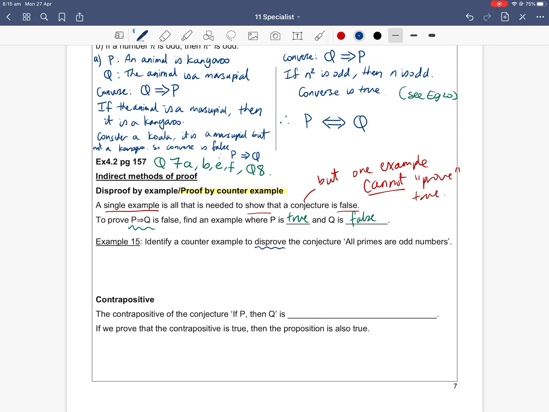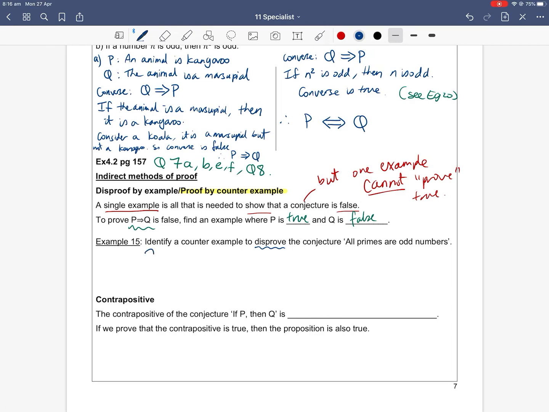It says, find a counterexample to disprove, to show that the statement "all prime numbers are odd" is false. Well, think about it. They're claiming here that every single prime number in our number system is odd. Is that true or not? Well, that statement is false. Why? Can you give me an example where a number is prime but it's not odd? So is there an even prime number? Well, yes, because 2 is our smallest prime number. 2 is prime and 2 is even. So therefore, not all prime numbers are odd numbers, and we've proved the conjecture to be false by using a counterexample.